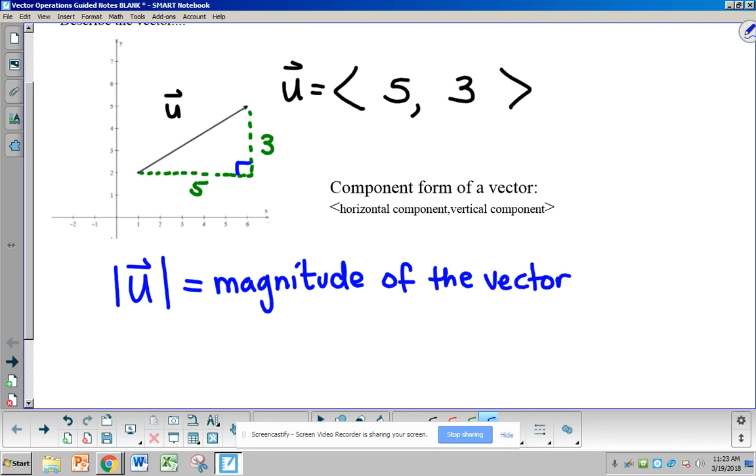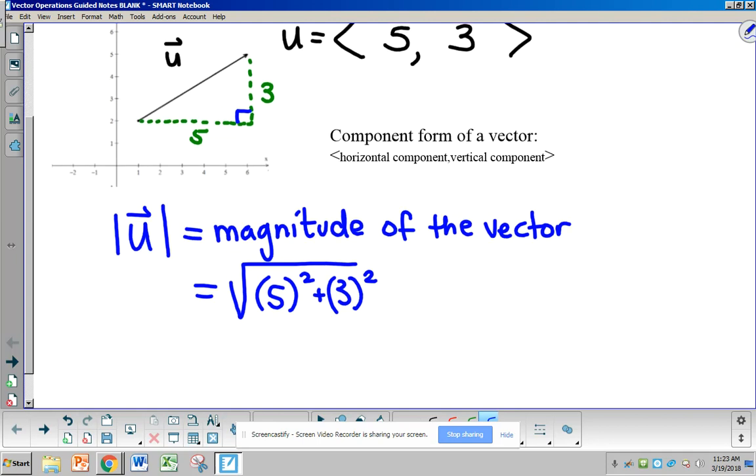Now, how do I find the length of this vector? Yeah, we could go to trig or Pythagoras. Absolutely, we can use Pythagoras. So we can say its magnitude is going to be the square root of 5 squared plus 3 squared. And so this vector's magnitude will be equal to the square root of 25 plus 9, which is 34, right? So it'll be root 34. So the vector's magnitude is root 34 units.